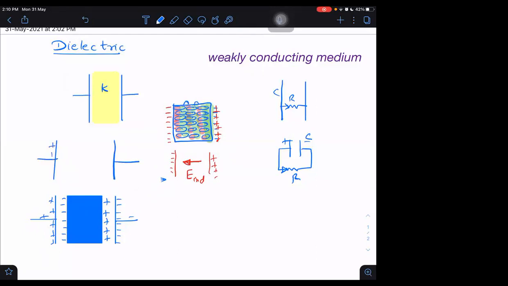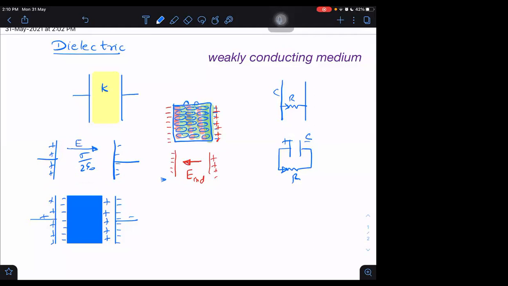If there is no such dielectric in between, then it will be sigma by 2 epsilon naught. The gap I am showing here is drawn too large, but it is actually very small and the area is very large. You should understand and learn it. And this field E is in the positive to negative direction.